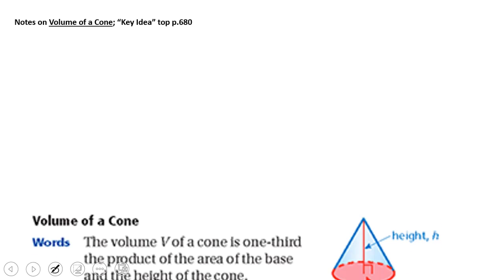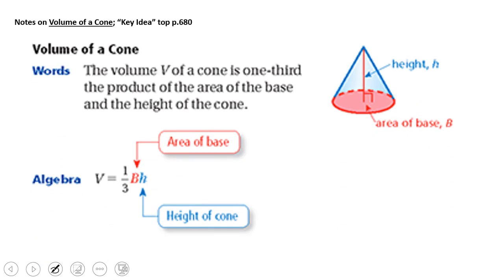Of course, you were asked to take some notes from the top of page 680, the key idea on volume of a cone. Hopefully in your notes you copied a picture of a cone. You labeled capital B as the area of the base, and the height being the perpendicular distance between the vertex straight down to the base. Most of the time it will be in the center. It all depends on how that cone is situated.